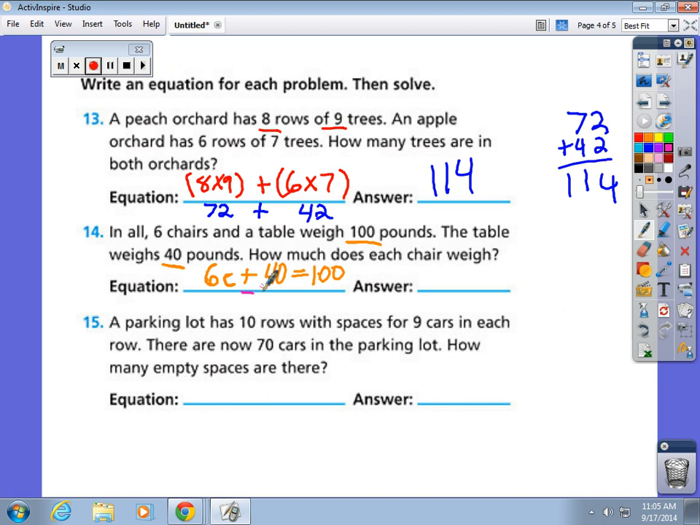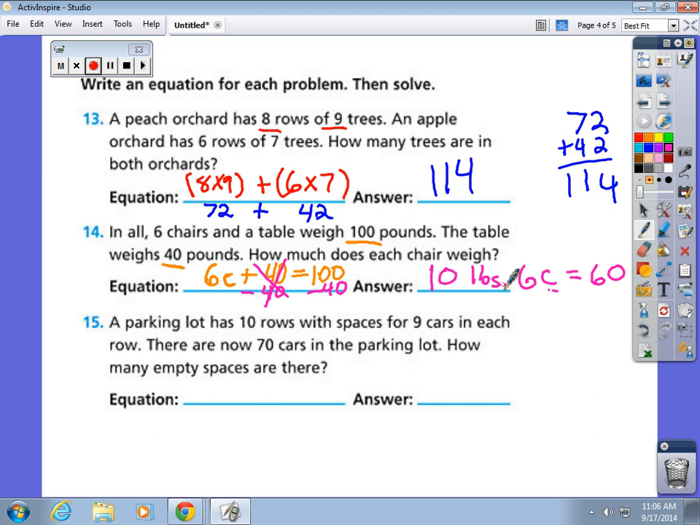We're going to subtract 40 from this side. We're going to subtract 40 from this side. What that gives me is these canceling out, because 40 minus 40 is 0. And then it gives me 100 minus 40. That's a value of 60. I still have my 6 chairs, and they need to weigh 60 pounds. My 6 chairs have to weigh 60 pounds to make up for this 40 to get to 100. Well, I know that 6 times 10 gives me 60. So each chair has to weigh 10 pounds.